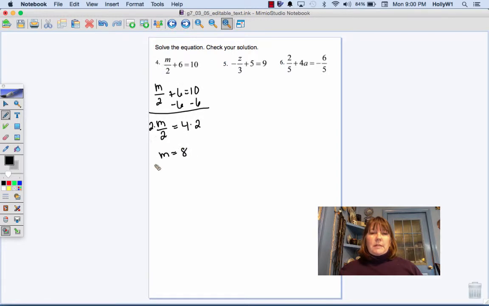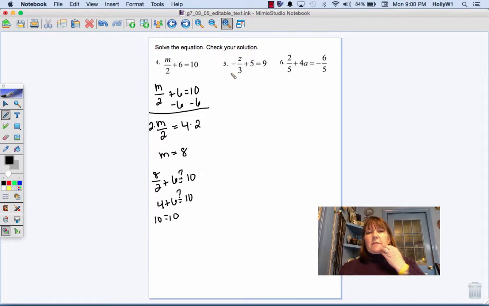Well, does that make sense? 8 divided by 2 plus 6, is that equal to 10? Well, 8 divided by 2 is 4. 4 plus 6, is that equal to 10? And it is. 10 is equal to 10.